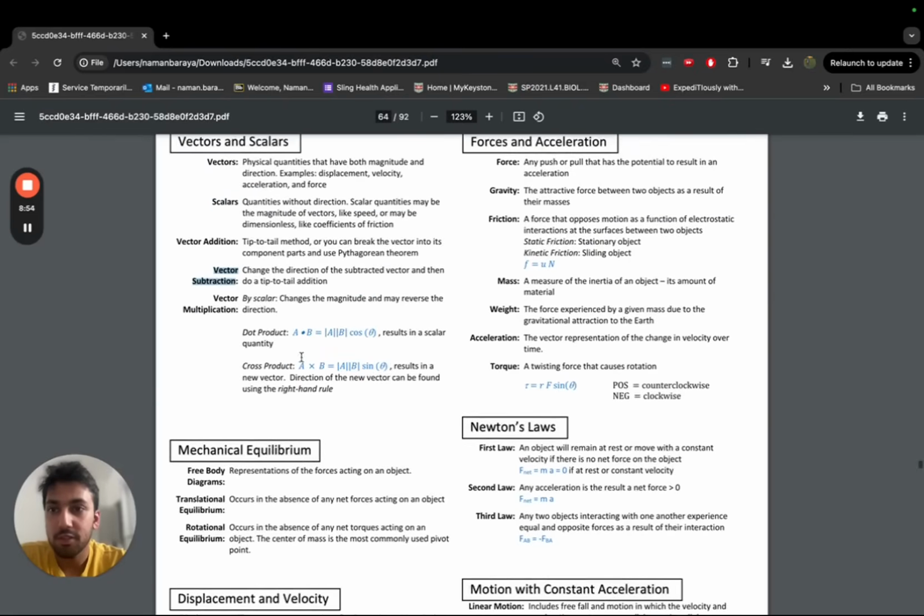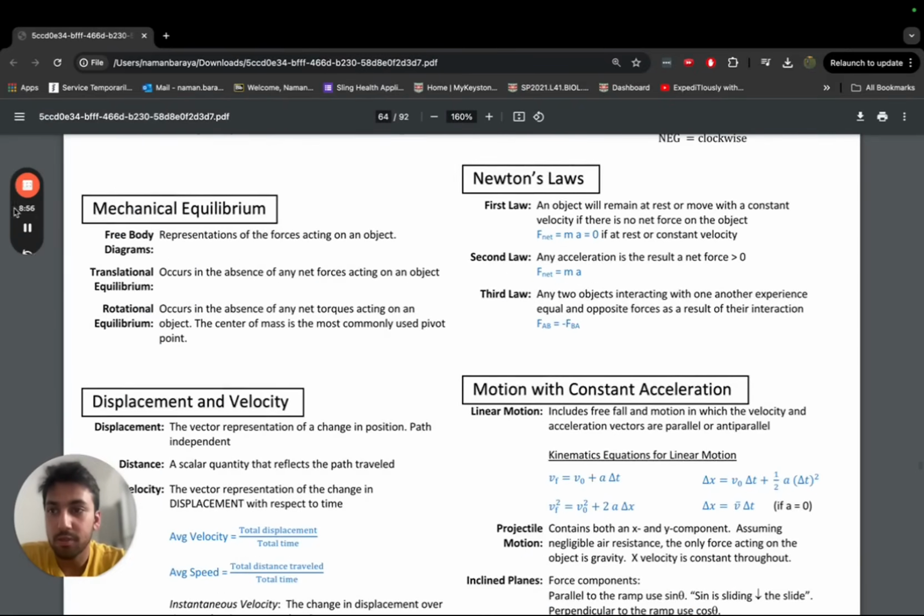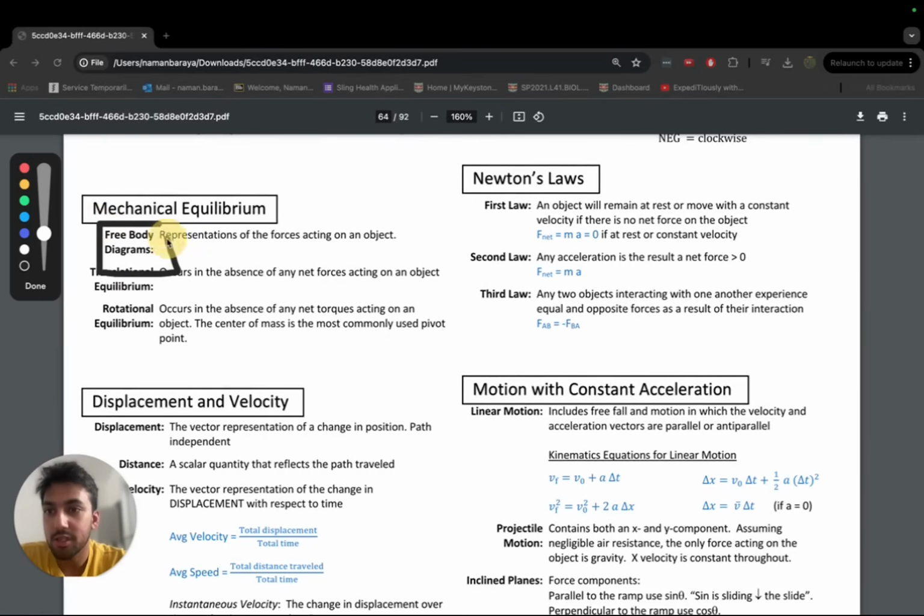All right, so we finished vectors and scalars. Now is mechanical equilibrium. And free body diagrams are the things that you do in physics class in high school or college, where you see this box that's rolling downwards, and your physics teacher is asking you to figure out all the forces that are acting on it. So usually it's going to be this box, and then you'll have the force of gravity pointing down, and you'll have friction going in the opposite direction of the movement, and then you'll have some normal force, which is the contact force in between those two objects.